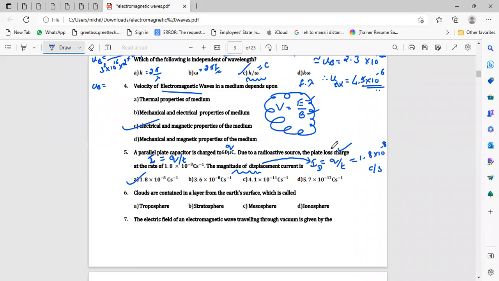So whatever the charge is going to lose, that charge loss is going to create what? Electric field. So it creates the change in electric field. Whatever the change in the electric field is there, that change is going to constitute the displacement current, that is Q by T, which is given as 1.8 into 10 power minus 8 coulomb per second.